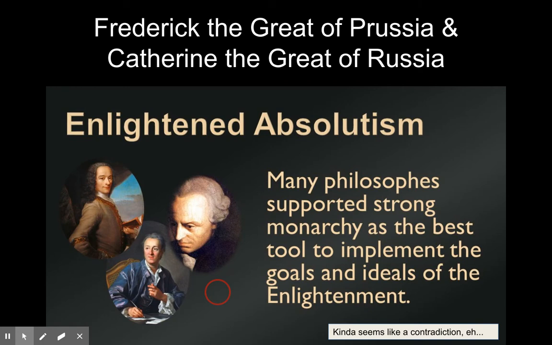Frederick the Great of Prussia is known as one of the great enlightened absolute monarchs of this time period. Okay, he was a military genius and really put Prussia on the map. And when I say Prussia, I mean Germany. Prussia was born out of a dying Holy Roman Empire, which is still around, and Prussia's a part of it, but it's going to become its own thing very soon.